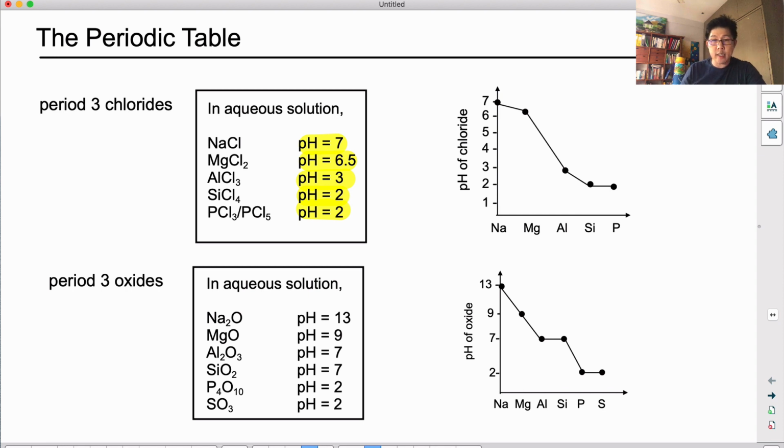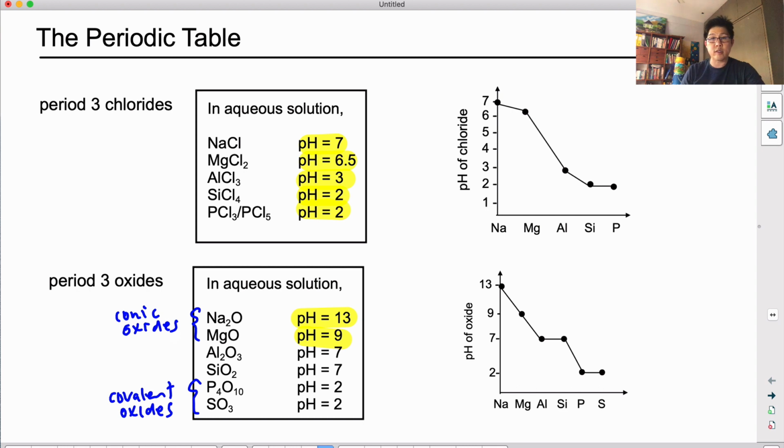For the oxides, we learned that ionic oxides are basic and covalent oxides are acidic. These two over here are ionic oxides, so they are definitely basic, as you can see, pH 13 and pH 9. For the phosphorus oxide and sulfur trioxide, they are covalent oxides. Let me write down covalent oxides, and this one is ionic oxides.